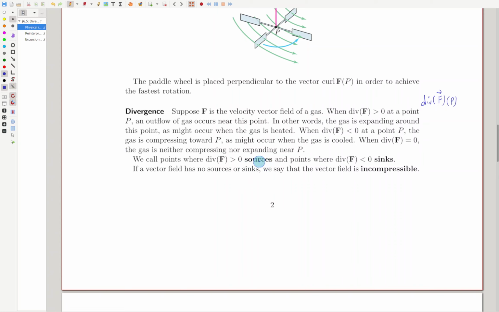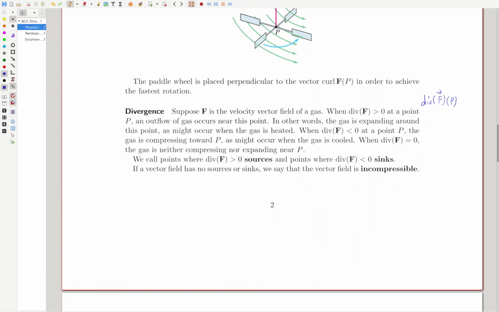Terminology that may show up in the future, I'm fairly sure it won't show up in this course, but at some point in your later classes, it'll be taken for granted that you already know this. So divergence, when divergence is positive, that's a source, right?